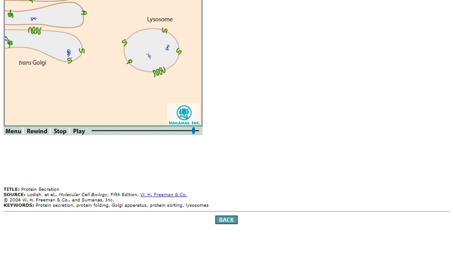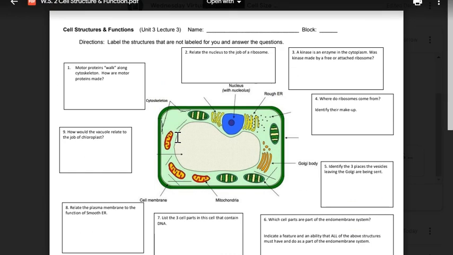Man, we cruised through that. Let's go back to number 7. Let's see if you remember some stuff from lecture 1, number 7 on the first page. Can you name me 3 cell parts in the diagram that contain DNA? I'll give you the easy one, the nucleus. What are the other 2?